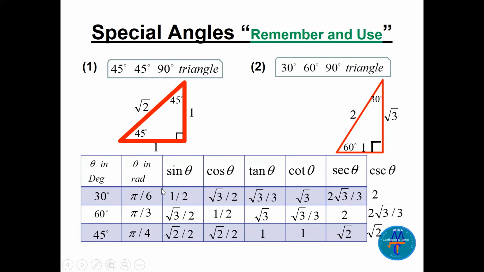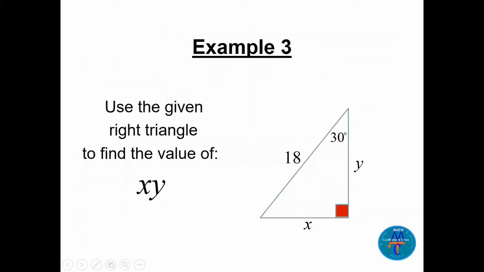That's a nice, easy number to remember. Sine 30 is half. And then cosine 30, square root of 3 over 2, tan 30, cotan 30, secant 30, cosecant 30. Same thing for 60 degrees, that's a special angle. 60 degrees will be pi over 3 radians. All right. So now let's look at this nice, easy example.